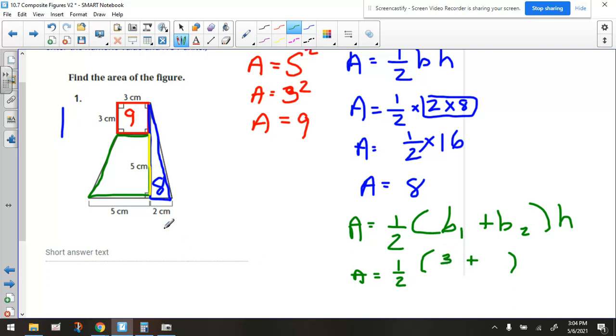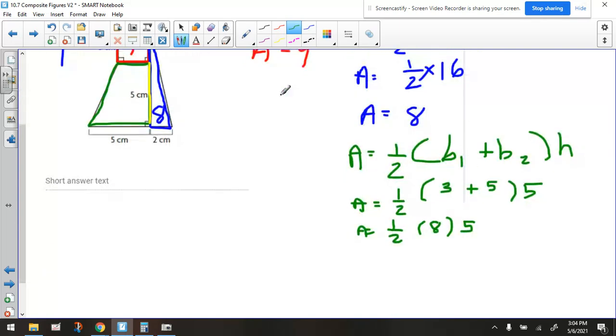For base 2, we just need this length right here, this bottom green line, which they're telling you is 5. Now for the height, that's this yellow line right here. They're telling you that that's 5. So let's put that in for the height. All right, next we have to add the parallel sides. If we add that together, we're going to get 8.